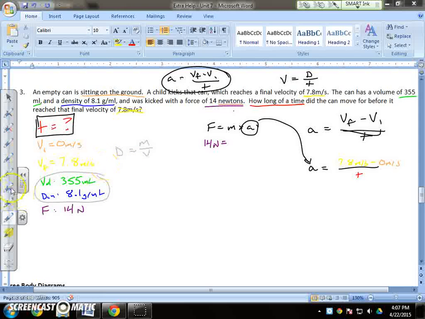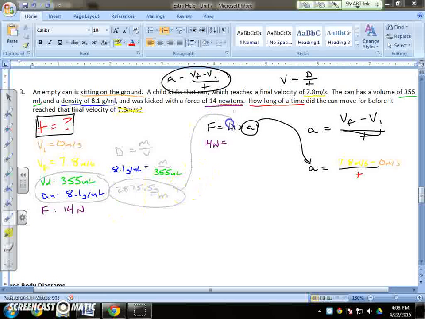So my density is going to be that nice 8.1 grams per milliliter equals mass divided by, and our volume was 355 milliliters. I multiply both sides by 355 to cancel out, and I'm going to end up with a mass equals 2,875.5 grams. So this whole thing needs to get shifted into here.